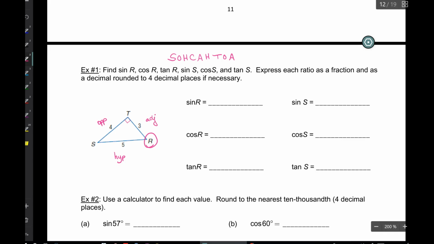So remember, what we're going to do is express each ratio as a fraction and as a decimal rounded to 4 decimal places. So the sine of R, again we go back to SOHCAHTOA, sine is the opposite over the hypotenuse, so that's going to be 4 over 5.